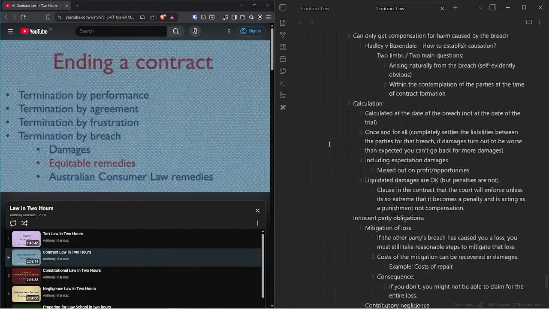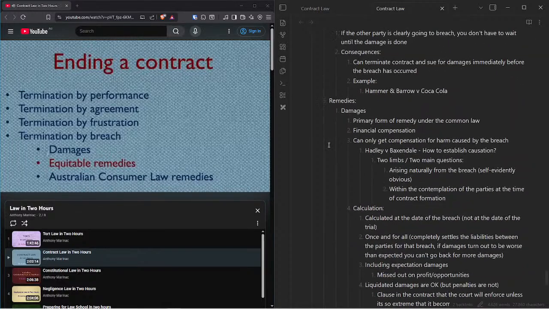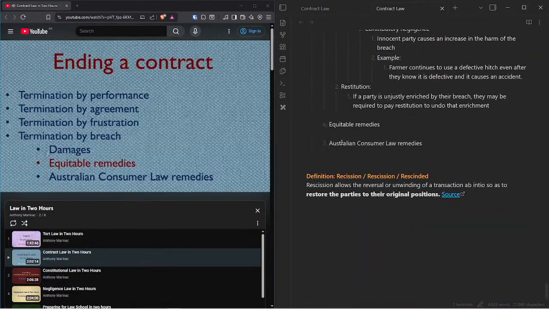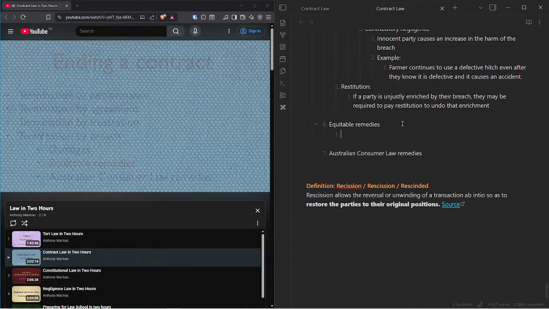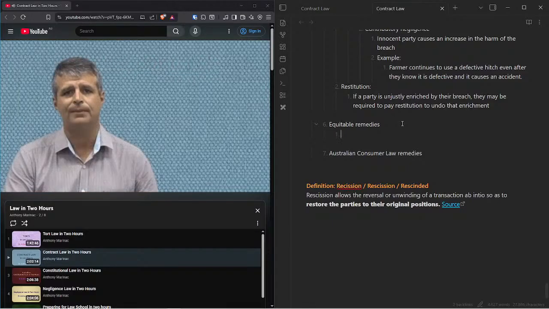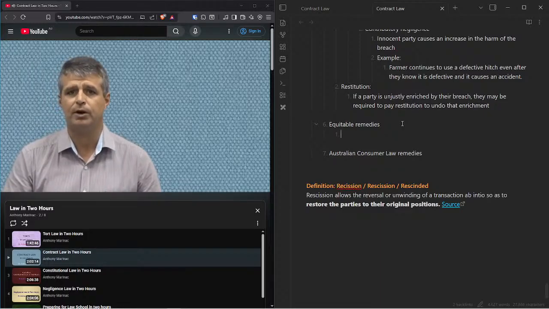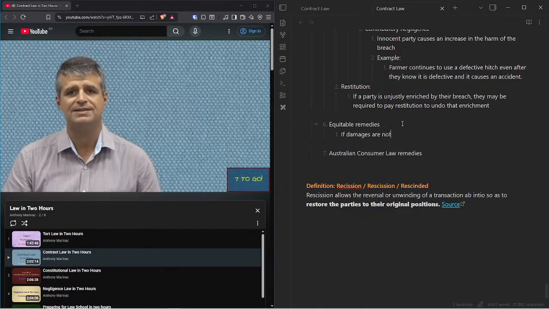Now let's look at some of the equitable remedies that might be available to a court. Remember, it's a basic principle of law that equity follows the law. So if damages are going to be reasonably capable of compensating a party for harm, well then damages will be the remedy ordered by the courts. However, if damages are not an appropriate remedy, the court may consider a number of remedies in equity.